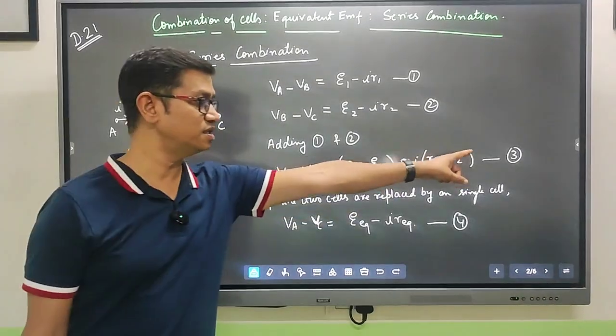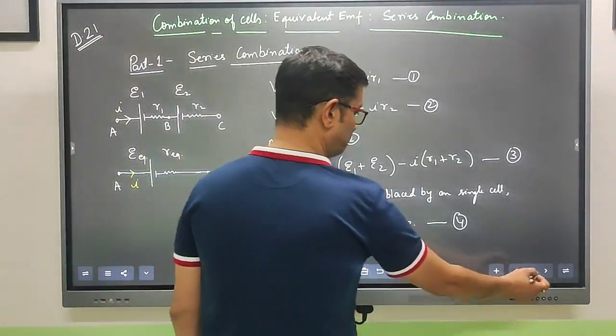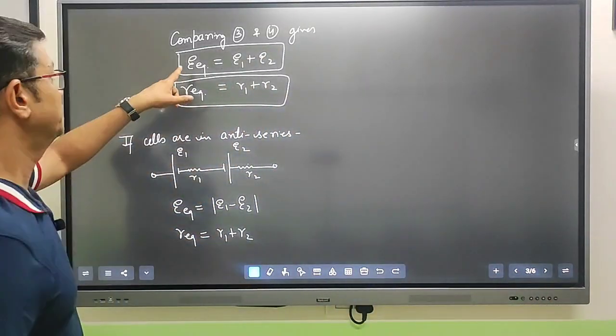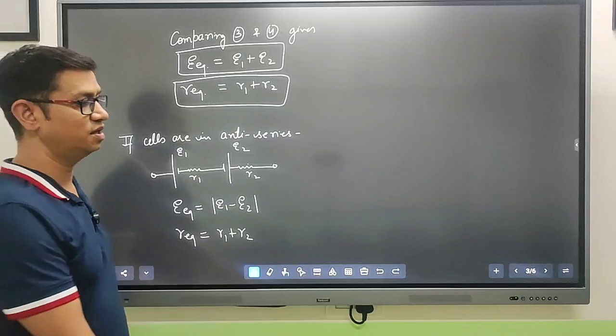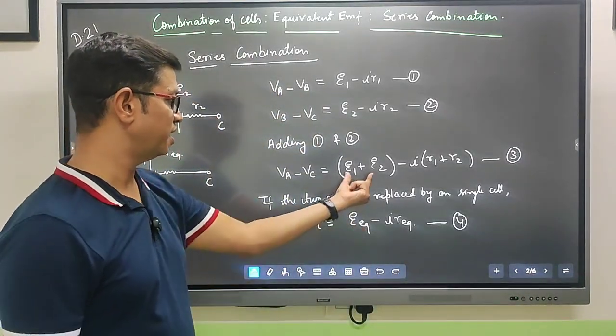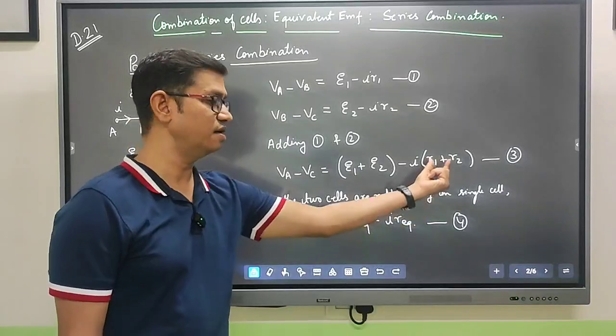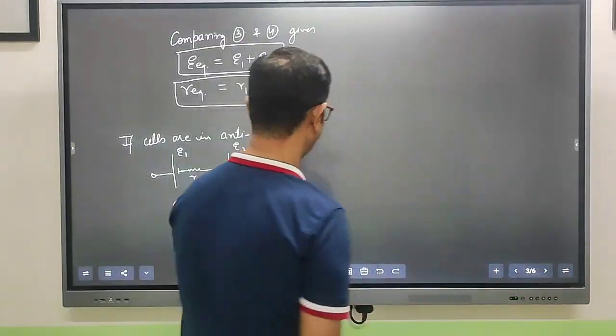Now if you compare these 3 and 4 equations, 3 and 4, right? If you compare these 3 and 4, what you will get? E equivalent will come as E1 plus E2 and R equivalent will come as R1 plus R2 just by comparison. So E equivalent is replaced by E1 plus E2 and R equivalent is replaced by R1 plus R2. So this is what it is.